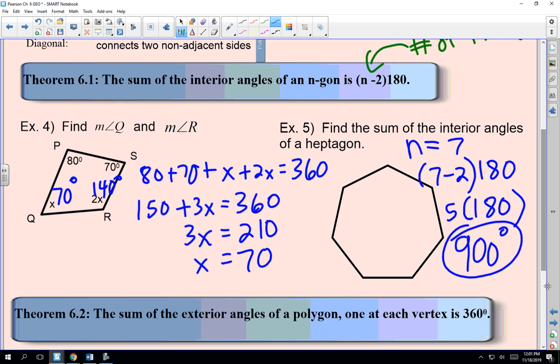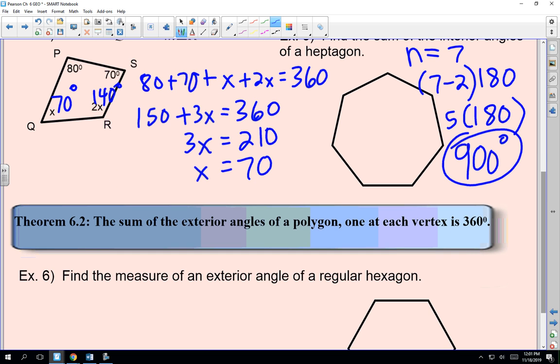Because when it's regular, what are you going to do? If it says it's regular, I don't know if this is regular or not, but if it says it's regular, you can figure out each individual angle measurement by dividing this by 7, right? If there's 7 sides, there's 7 angles. If they add up to 900, divide by 7, you know what each angle is.